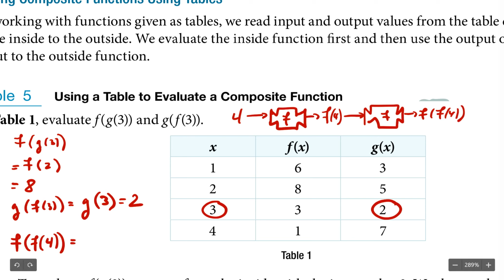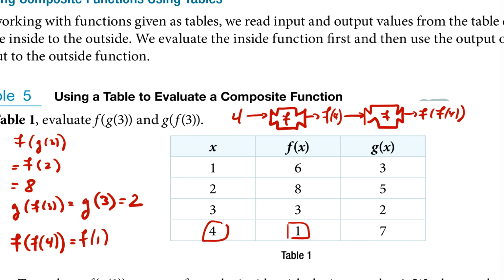Okay, so f of 4, let's erase this. When the input is 4, the output for f is 1. So f of 4 is 1. Now we have to figure out what's the output when the input is 1. When you send 1 into f, what comes out is 6.